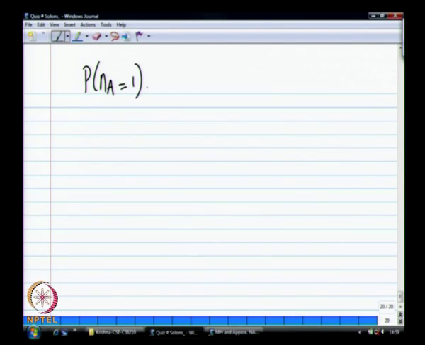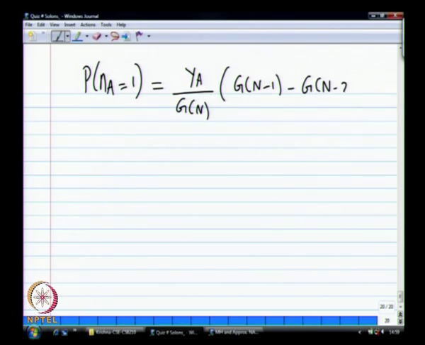Okay, so then if you want, what is the probability that there is exactly one customer in this queue? So there is Ya by G of n, G of n minus 2, which is 3 by 90, this is 25, this is 6, oh sorry, there is a Ya here.